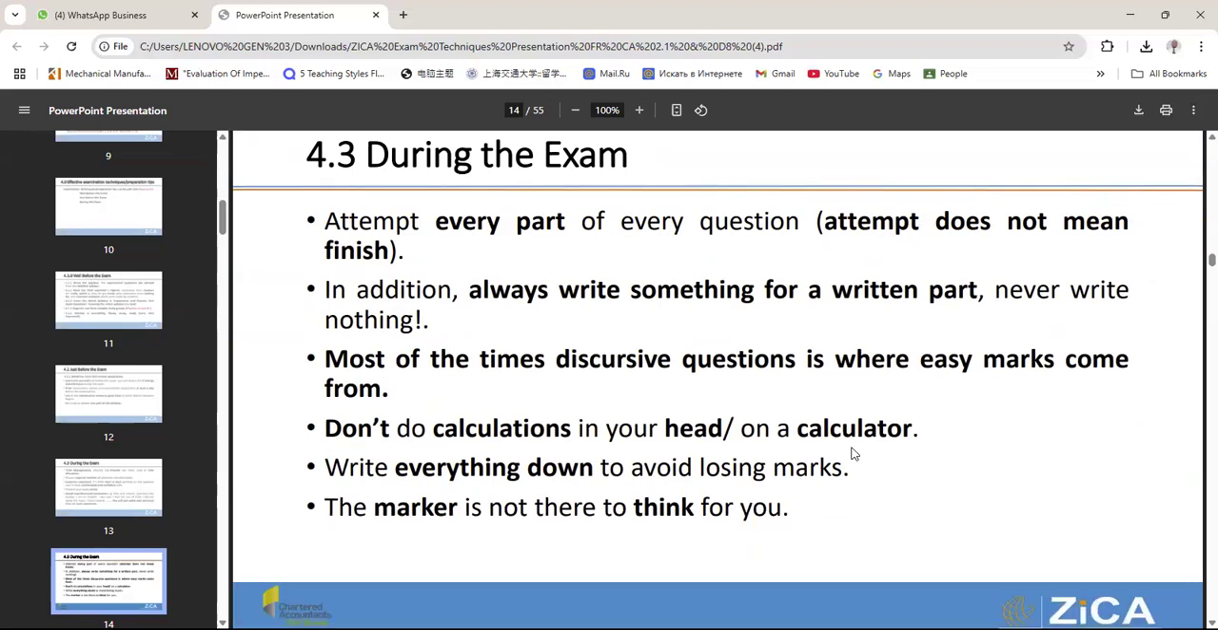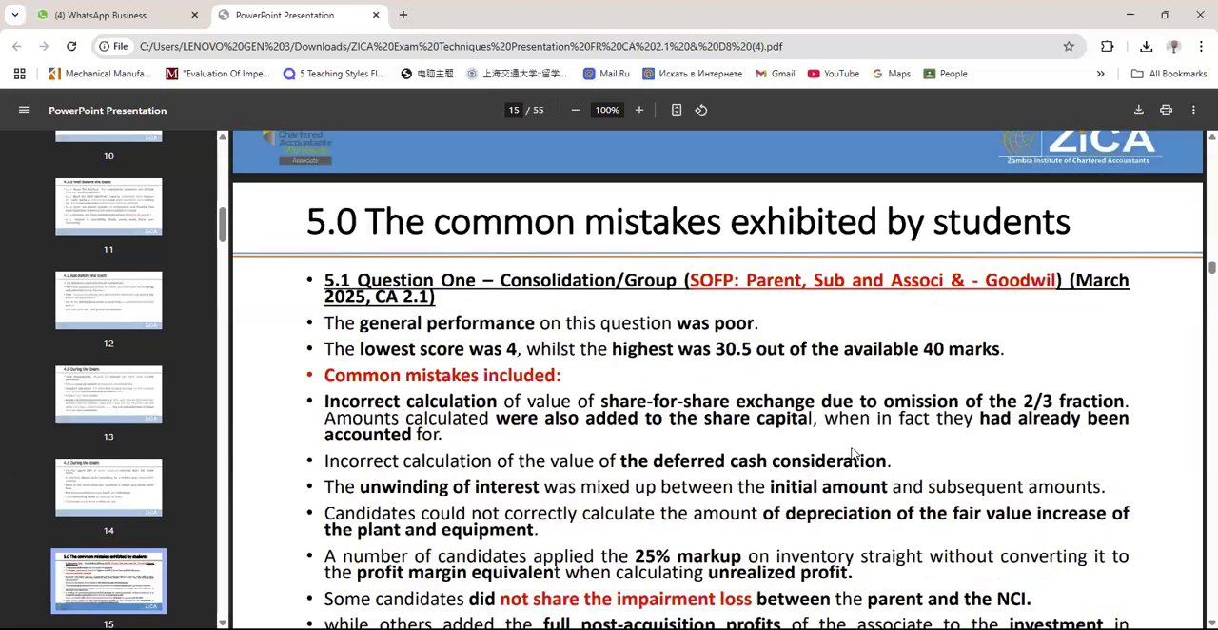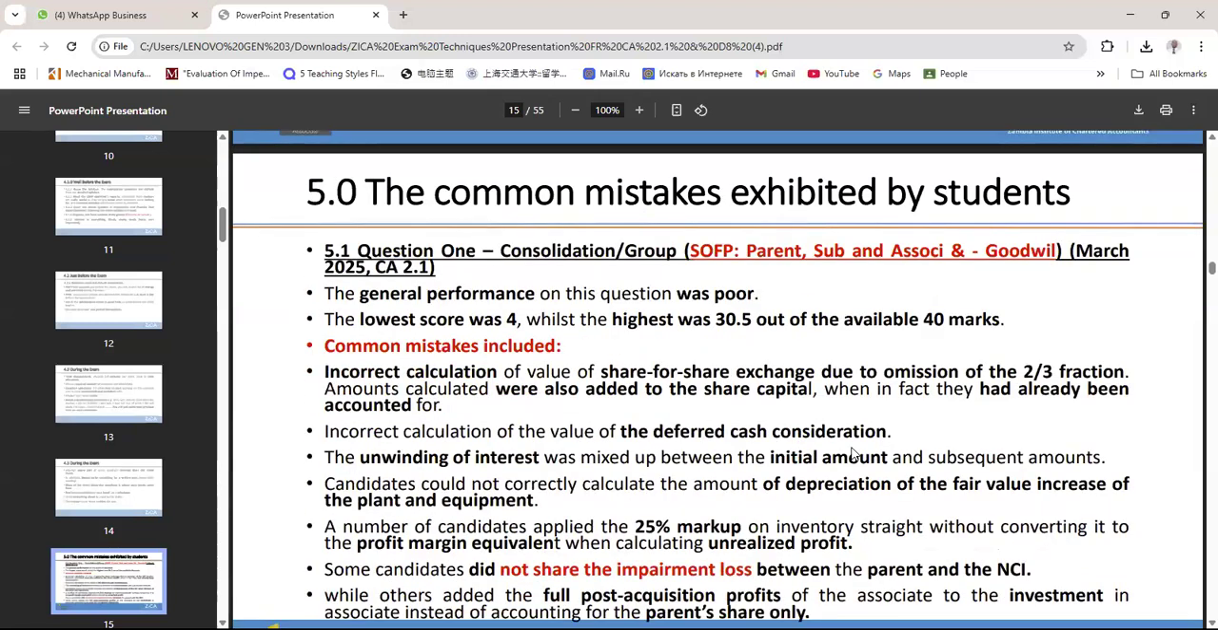Then it's very, very important to show the workings. Sometimes you find, most for consolidation, I will try to guide you, where you just write the answer without showing the workings. You lose out. So take note, the marker will be there to mark what you are going to write. They won't start thinking for you. This is very, very important. Now we go through the common mistakes which were made from the last sitting, which is D8 and the CA2.1.